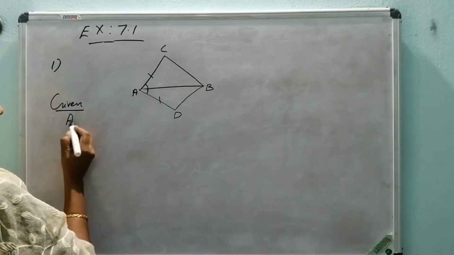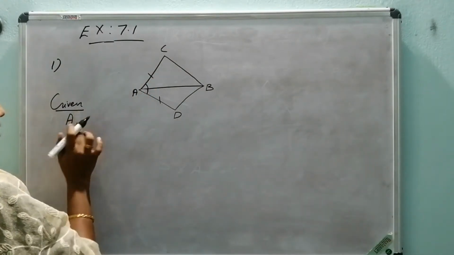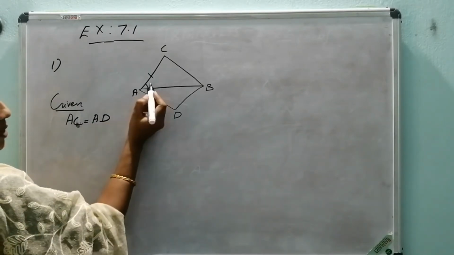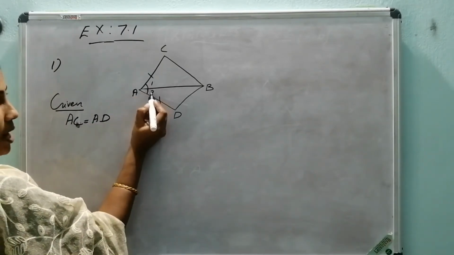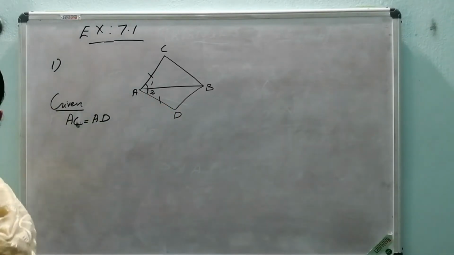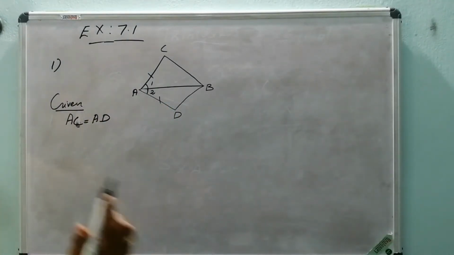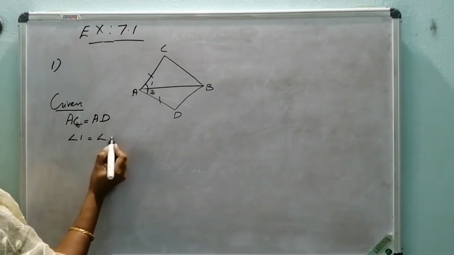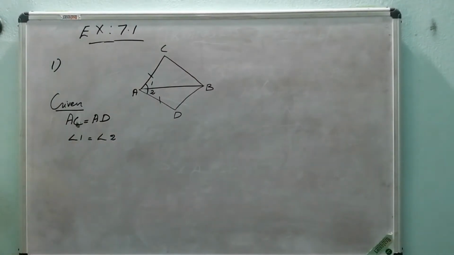Okay, first what do you have to write? First you have to write the given condition. What all things are given there? Given AC is equal to AD. Then we can name these angles angle 1 and angle 2. That is only a name. Here it is also specified that angle 1 is equal to angle 2. These two things are given.